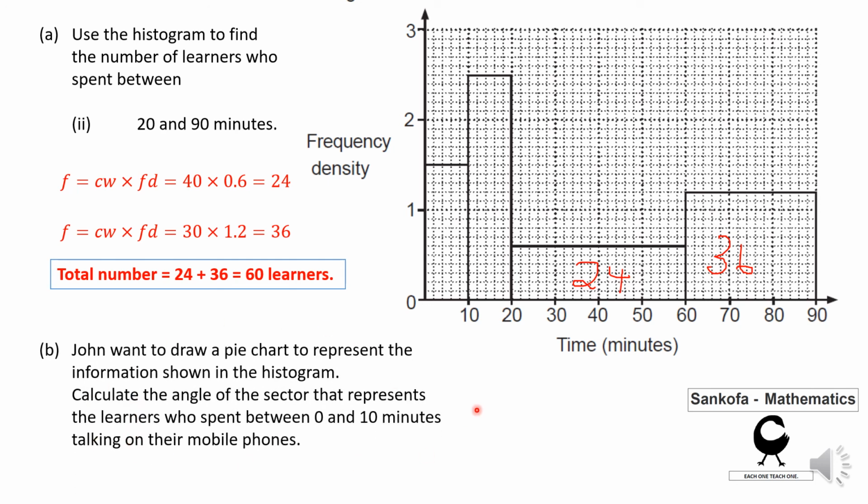Right, so John wants to draw a pie chart to represent the information in the histogram, but now there's only one particular one that we're interested in. That is, you're supposed to calculate the sector angle between 0 and 10. So remember, we have got 100 learners here, and 15 out of the 100 learners, all right, represents this between 0 and 10. It's the first rectangle. Multiply that simply by 360 degrees, you get 54 degrees, and that is the correct answer for this part.